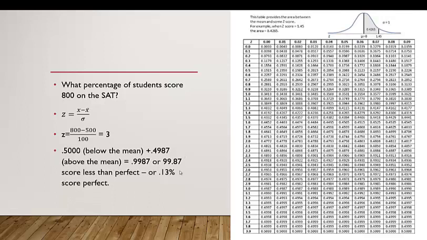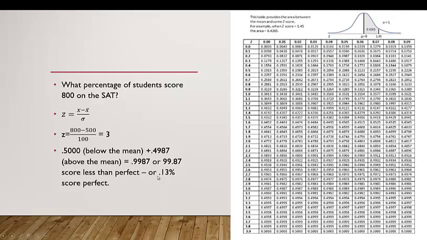We know from this chart that below is 0.500. And when we look at our z-score of 3.0, above the chart we have 0.4987. So 0.500 below the mean plus 0.4987 above the mean equals 0.9987. Or when we put it in percentiles, 99.87 percentile.